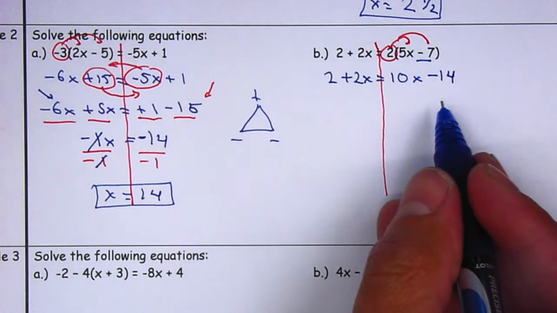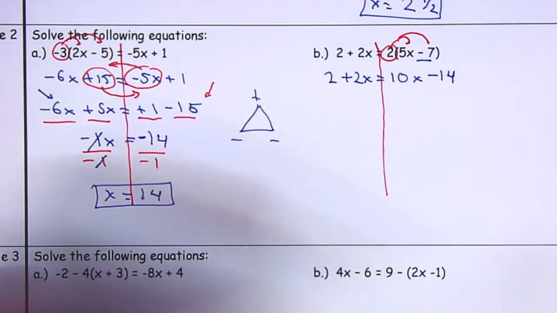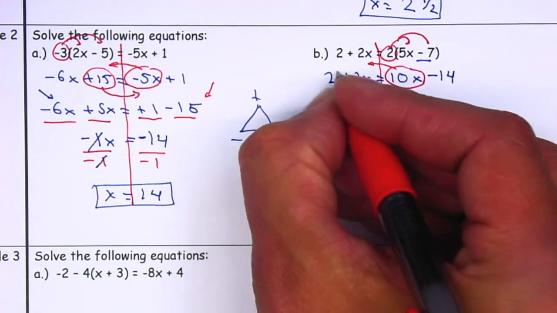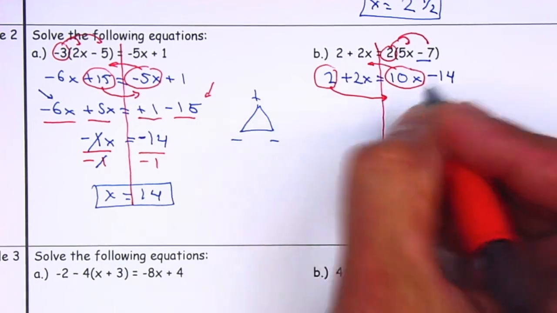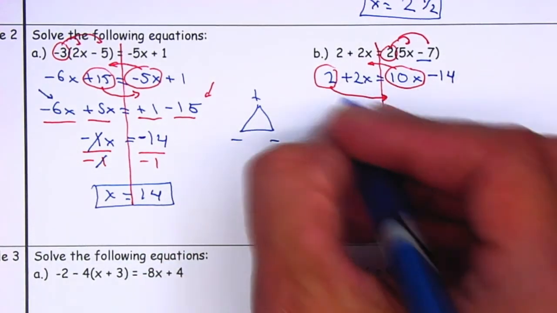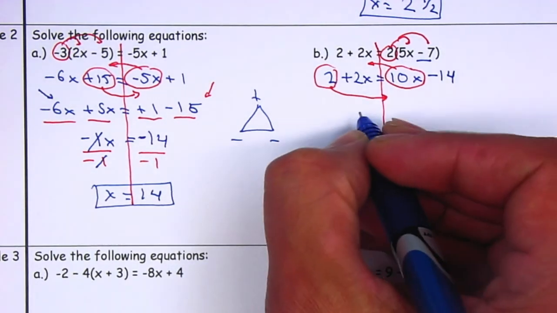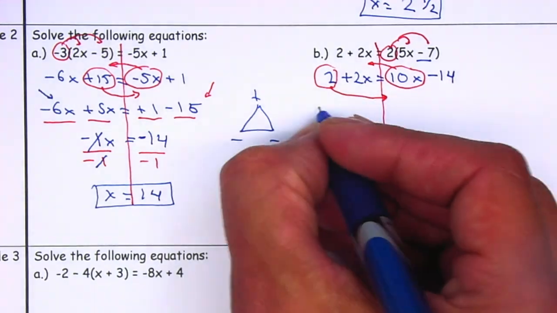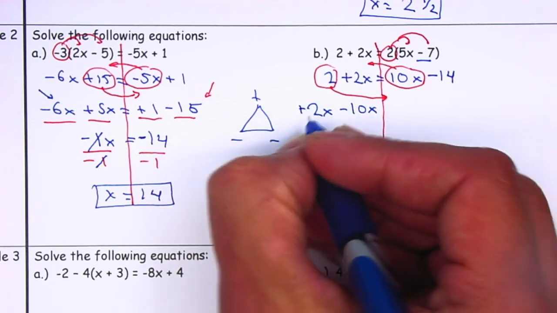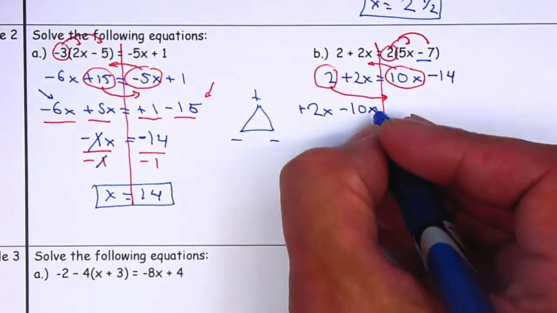Now we can move the x's to the left and the numbers to the right. So this 10x is going to be moved to the left. This positive 2 will be moved to the right. Let's rewrite it. It doesn't matter the order that you rewrite it. If you want to write down the 2x first and then the negative 10x, that's fine. So let's do 2x, then minus 10x. Remember, this is a positive. Or you could have written it down as negative 10x plus 2x.